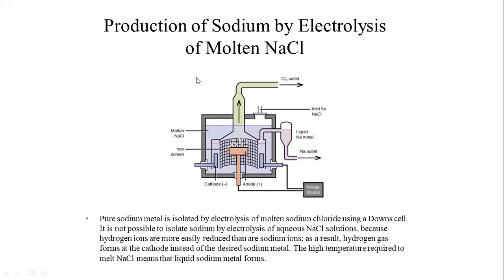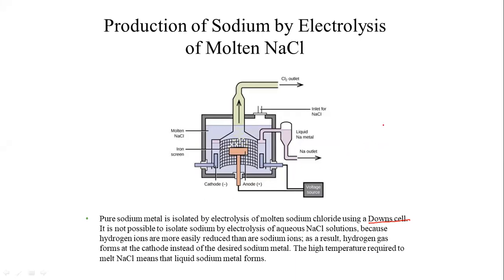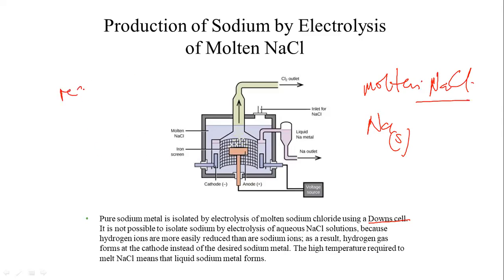So I'm going to continue where we had left off. If I think we remember very well, we were looking at the Downs cell. Okay. And so under the Downs cell, I think we discussed why it is important to obtain solid sodium from molten sodium chloride. And I think I did explain to you about the reactivity series.